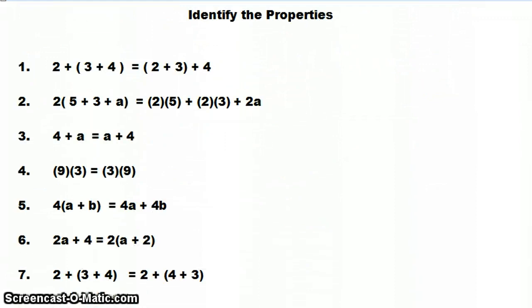What I'd like you to do now is identify what these properties are. There's 7 of them here, so if you'll take the time to do that, and then after you've done that, on the following page, you'll see the answers to these problems. I'm going to stop the video here and label this part 1, and then we'll continue on in the next section.